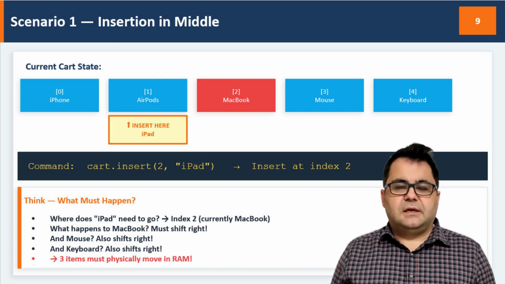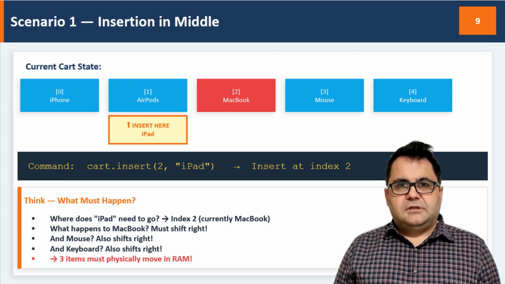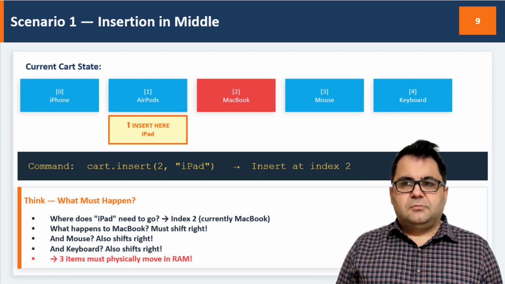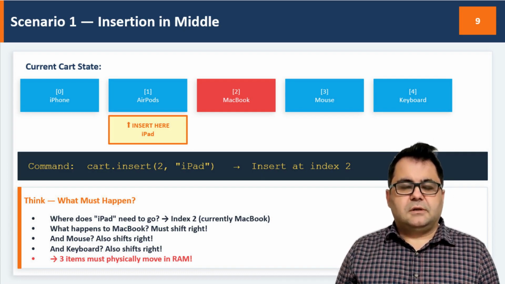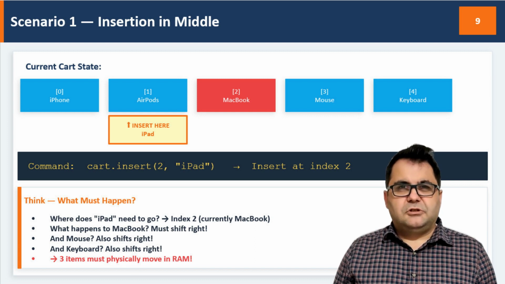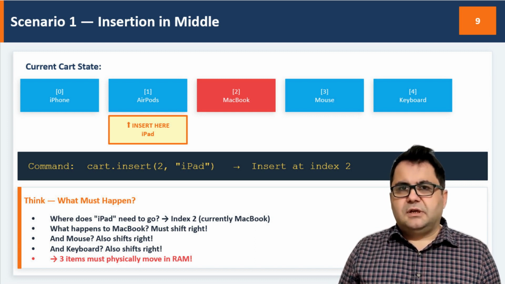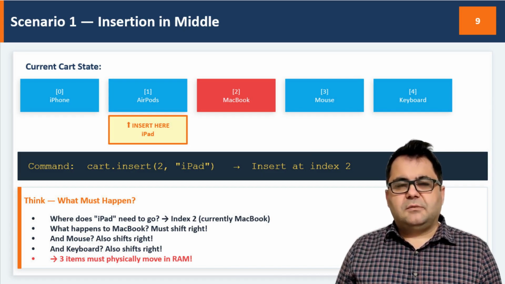Now, critical thinking time. Pause and ask yourself, what must happen in memory? Where does the iPad need to go? It needs to go to index 2, which currently holds MacBook. So what happens to MacBook, and mouse, and keyboard? How many items must physically move in memory? Think about it. The answer is coming, but I want you to visualize this first. This is the moment where you really understand why arrays are problematic.